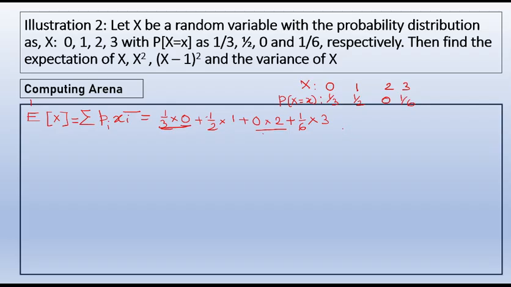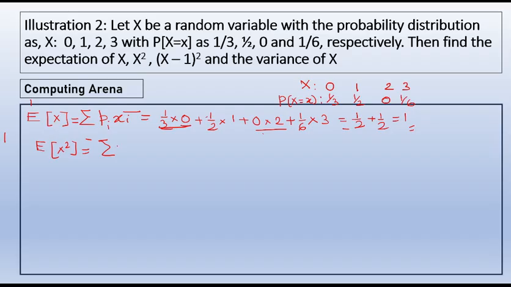So the second term gives you half, and the fourth term gives you once again half. So half plus half equal to 1. So the expected value of x is 1. So we have reached this. Now let us compute the expectation of x square.